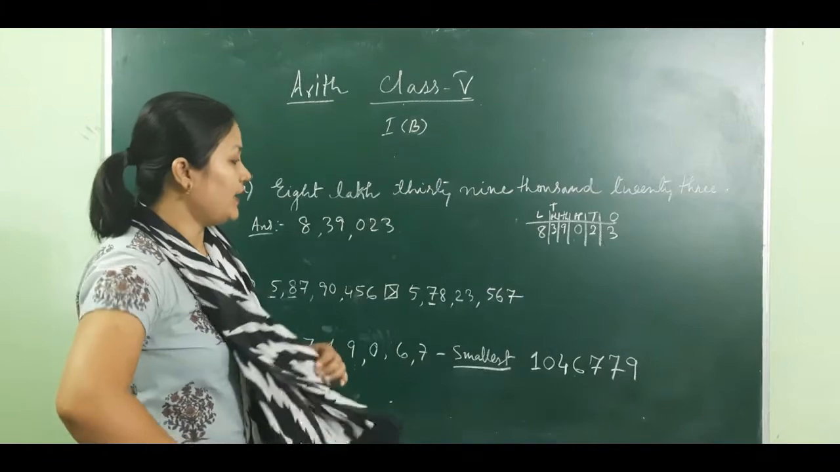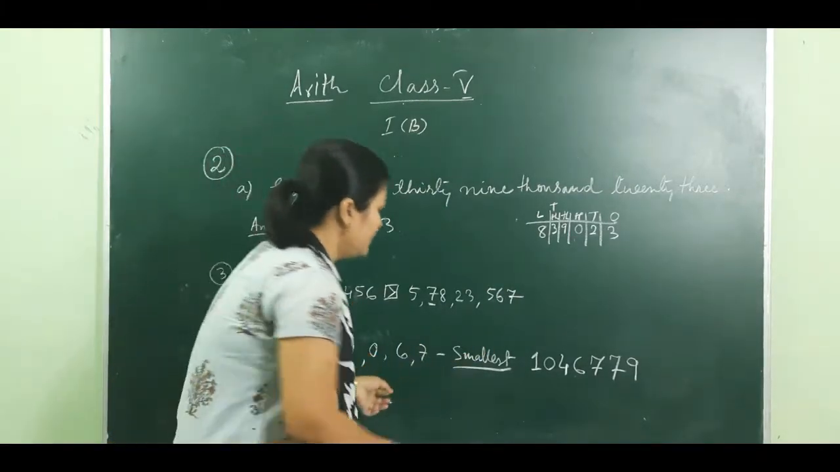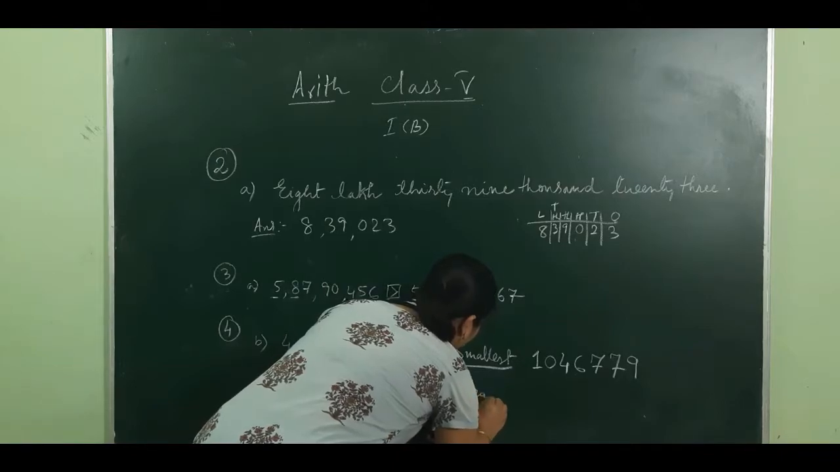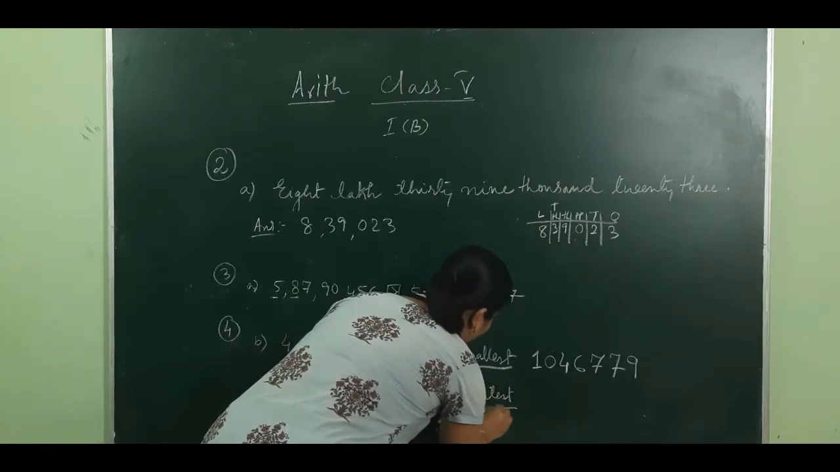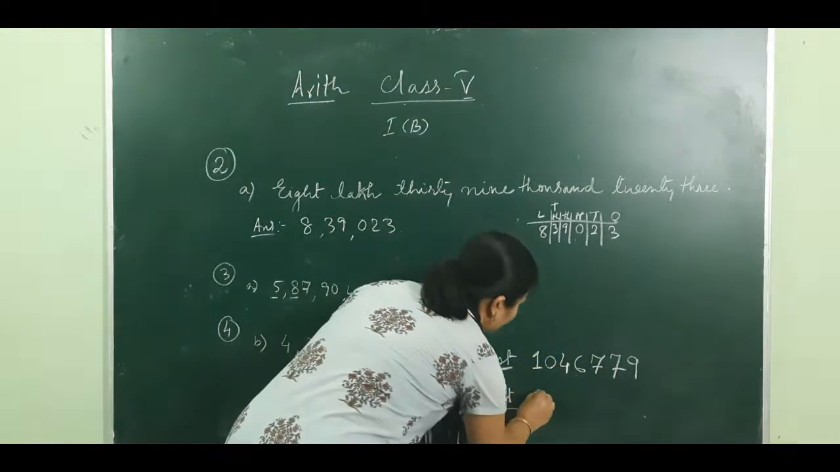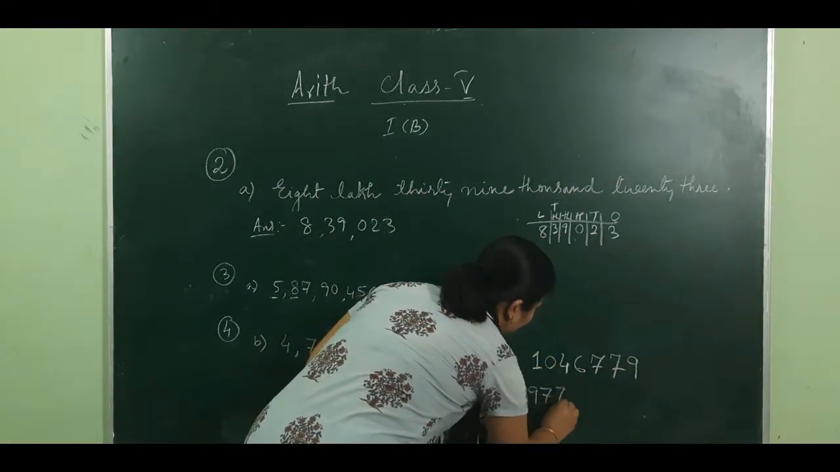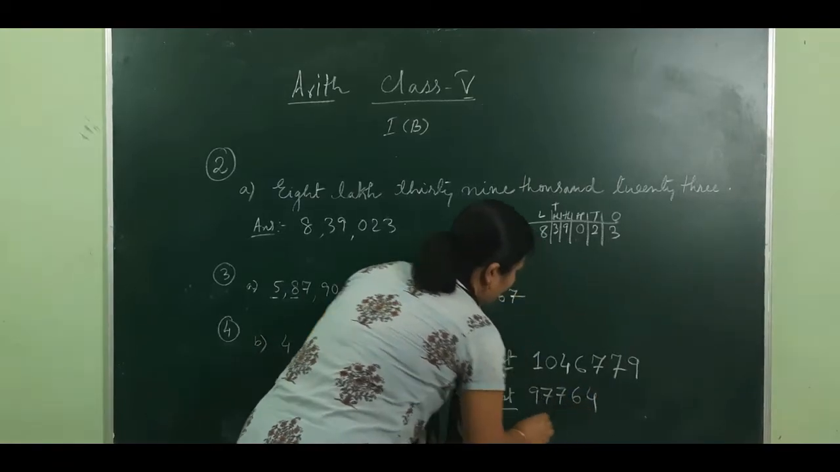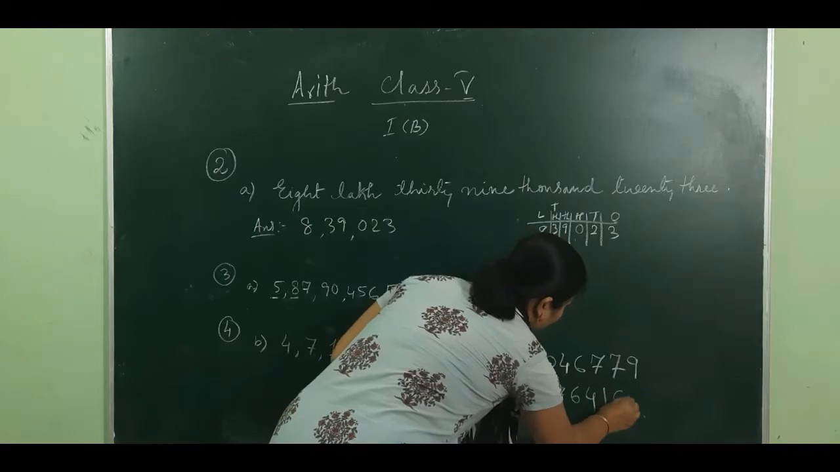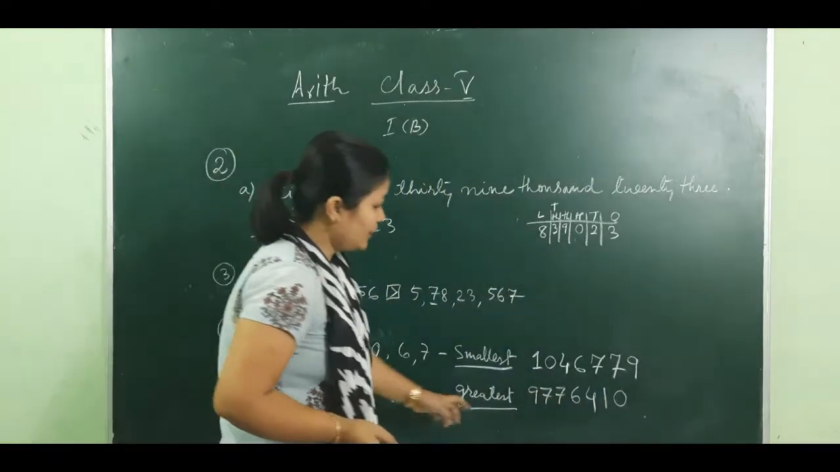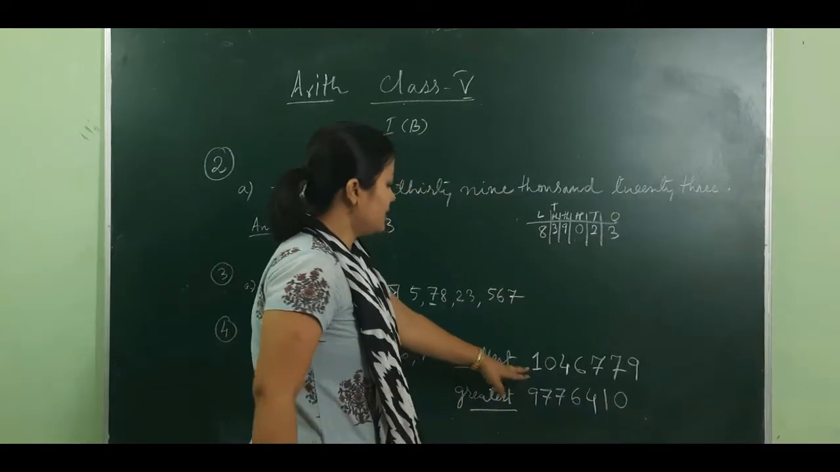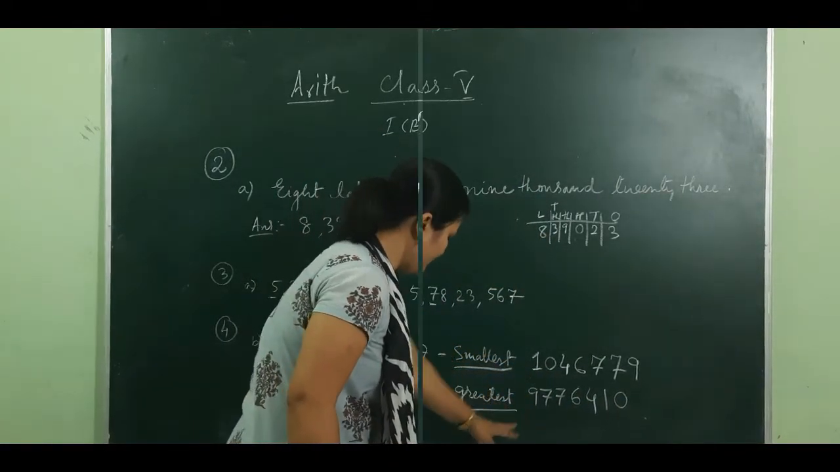Now if you want to write the greatest number, we will reverse it. We will write from that side like 9, 7, 7, 6, 4. But here we will write 1 first, then we will write 0. So 1, 2, 3, 4, 5, 6, 7. So 7 digits. This is the smallest number and this is the greatest number.